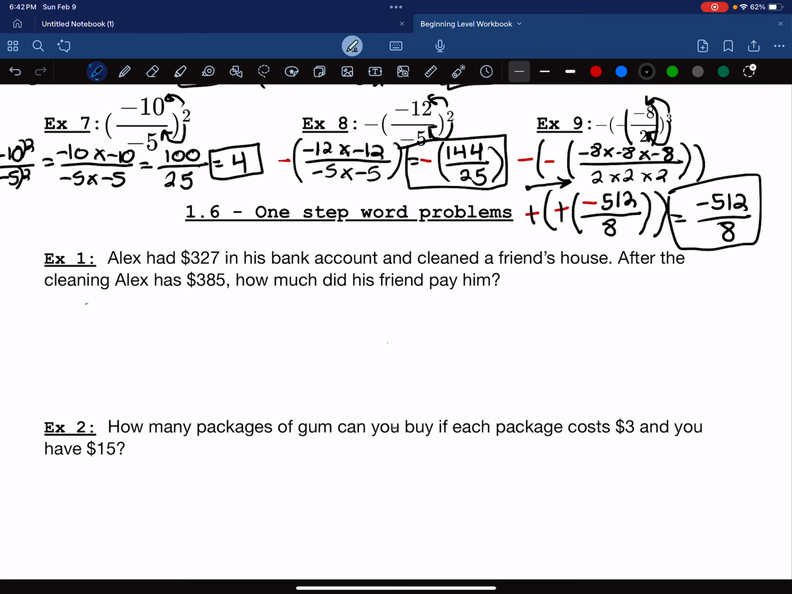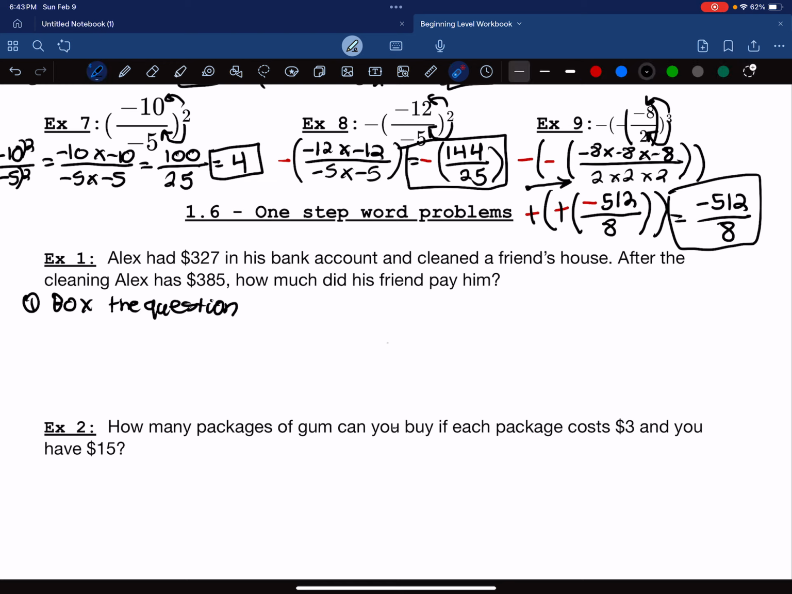So let's work through example 1. Whenever you do a word problem, what I like to do is, number 1, I like to box the question. So let's read through this word problem, and then I will explain what I mean by box the question.